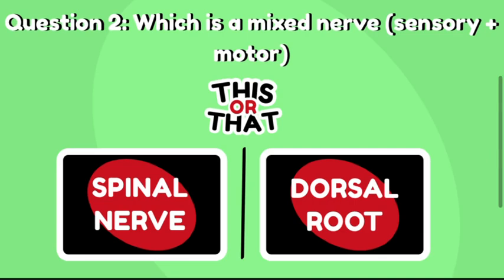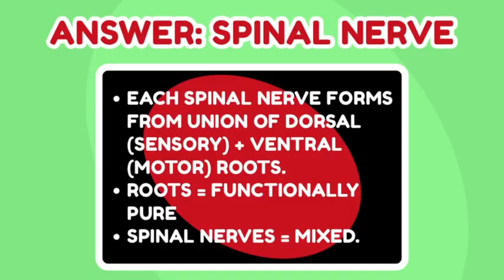Round 2. This or that. Which structure is mixed, carrying both sensory and motor fibers? Spinal nerve or dorsal root? It's a spinal nerve. It mixes sensory in and motor out together. Correct. The spinal nerve is your mixed two-way street.